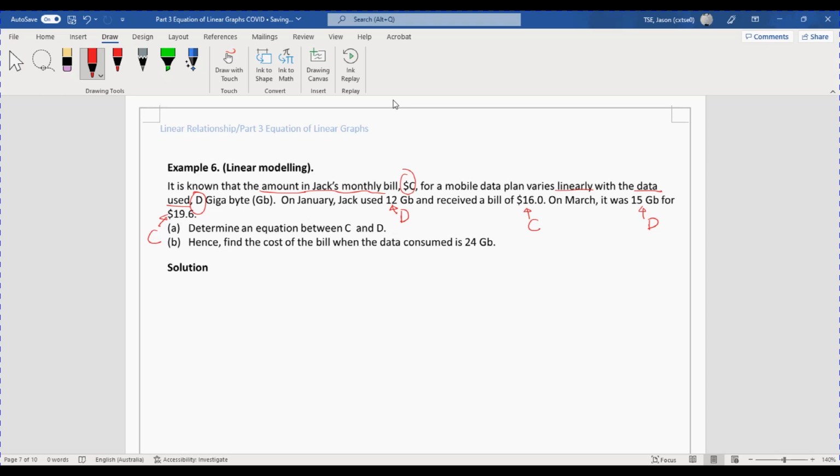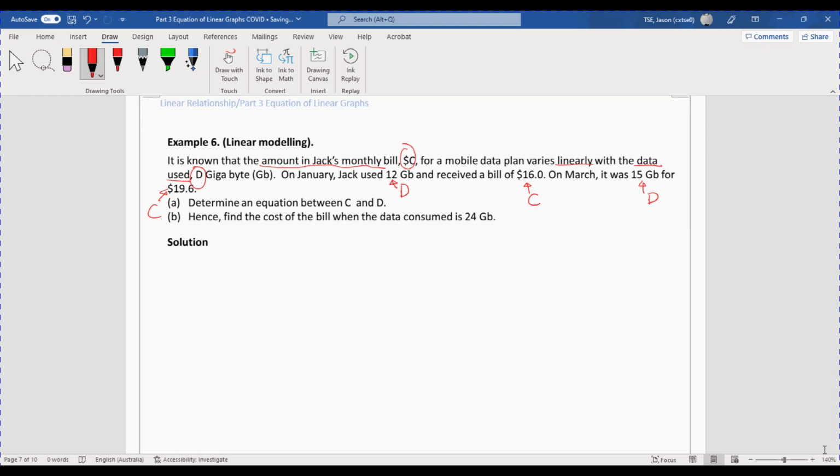Determine an equation between the two variables C and D. To find the equation, first of all, you need to find the relationship between the two variables. And we know the relationship is a linear relationship. And to deal with two pairs of values, you need to have a table. So let's try to draw a table here.